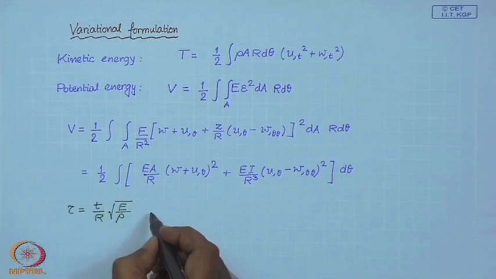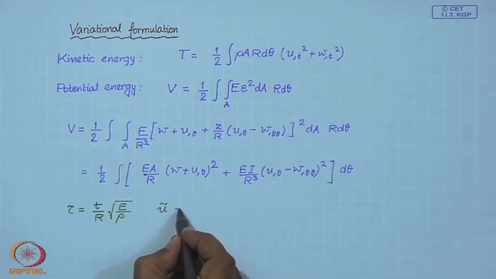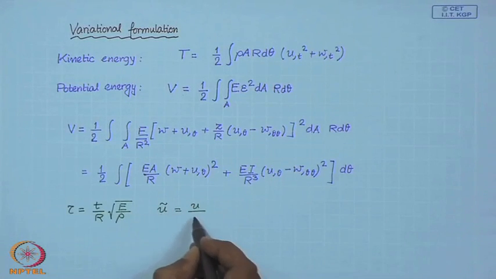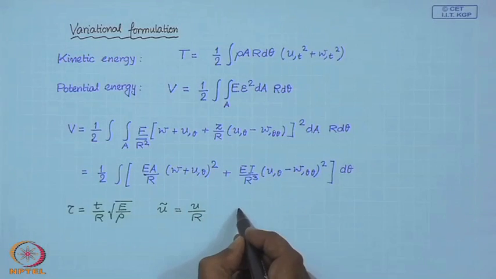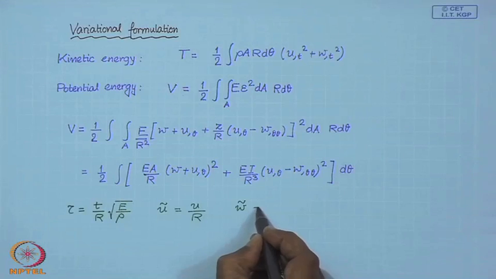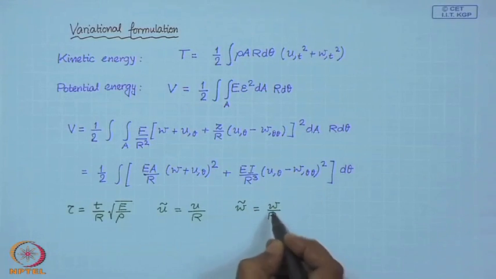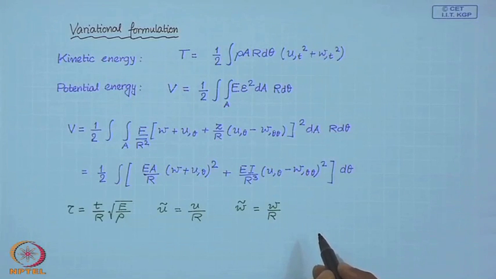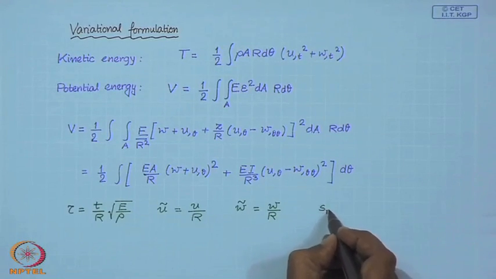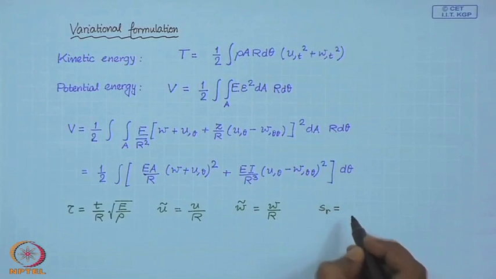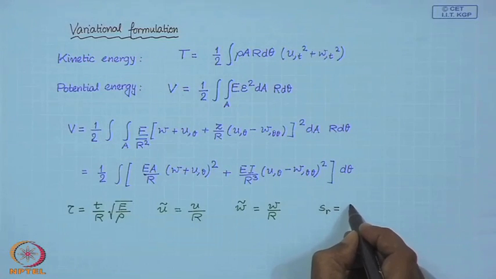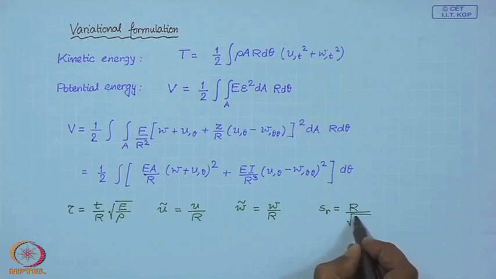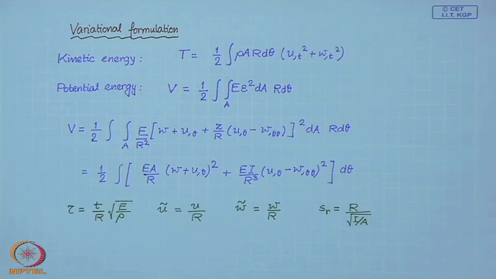Like this. So, this is a non-dimensional time tau, a non-dimensional circumferential displacement, and a non-dimensional transverse or radial displacement w tilde. And I will also define the slenderness ratio like this: the radius of curvature of the beam divided by the radius of gyration of the cross section. So, that reflects the slenderness of the beam.